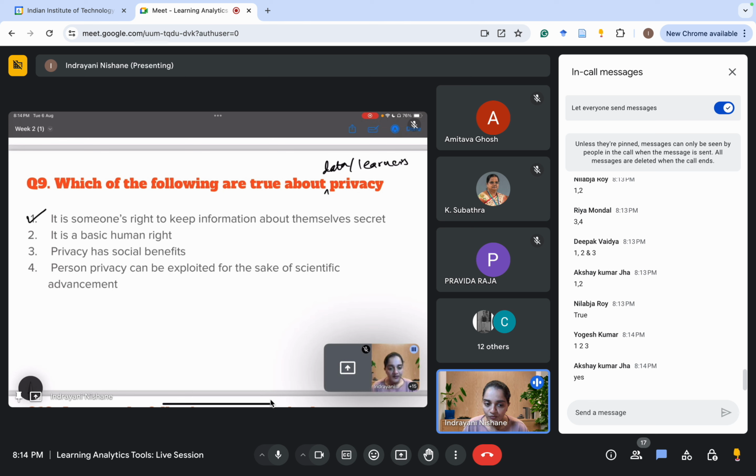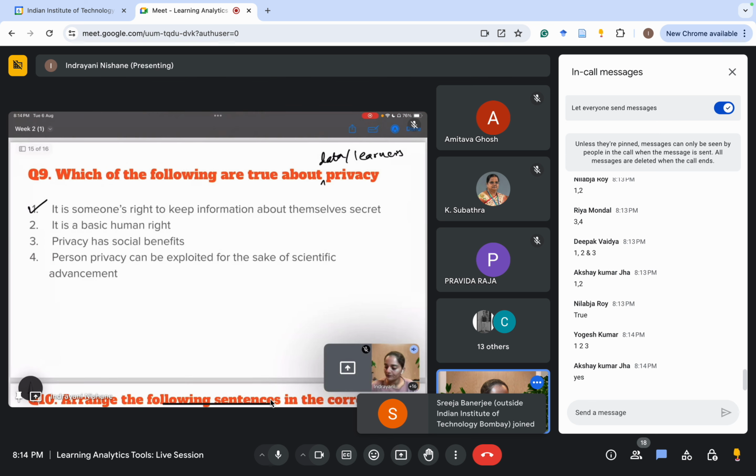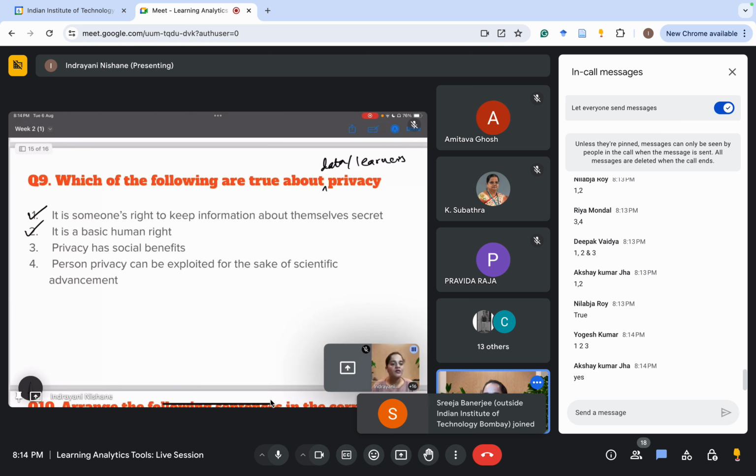Option 2, it is a basic human right. Of course it is a basic human right. Data privacy has been recognized as a basic human right 1.5 years ago by the European Union. So that's also correct.